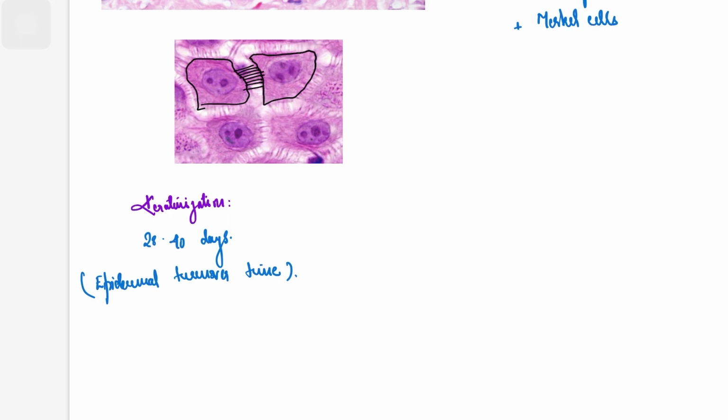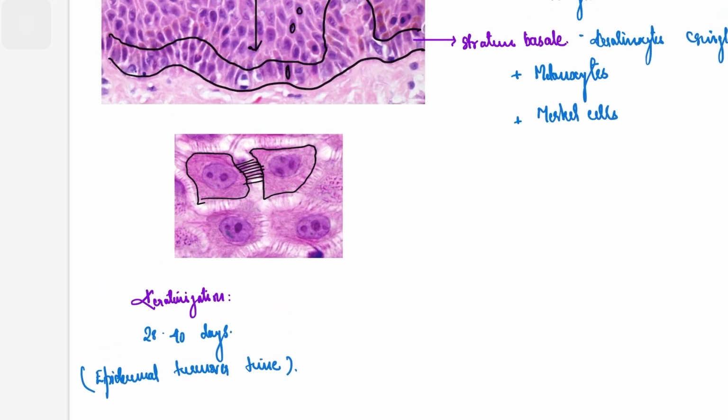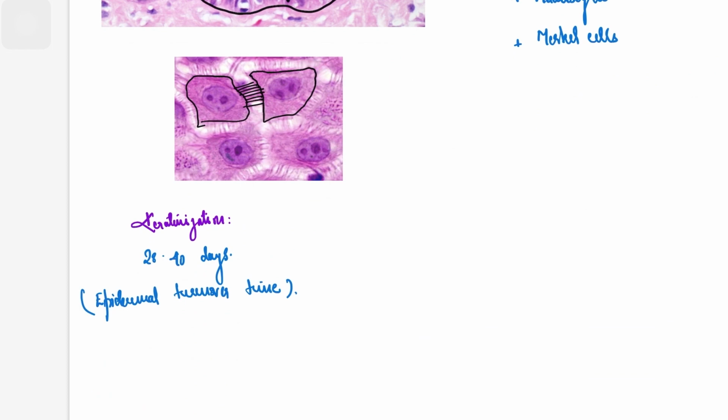But in case of psoriasis, there will be more inflammation, and because of the presence of inflammatory cytokines, there will be hyperproliferation of the keratinocytes. Okay, the cells will proliferate faster and they'll migrate faster. So this total time is reduced to 10 to 18 days. Okay, in psoriasis.